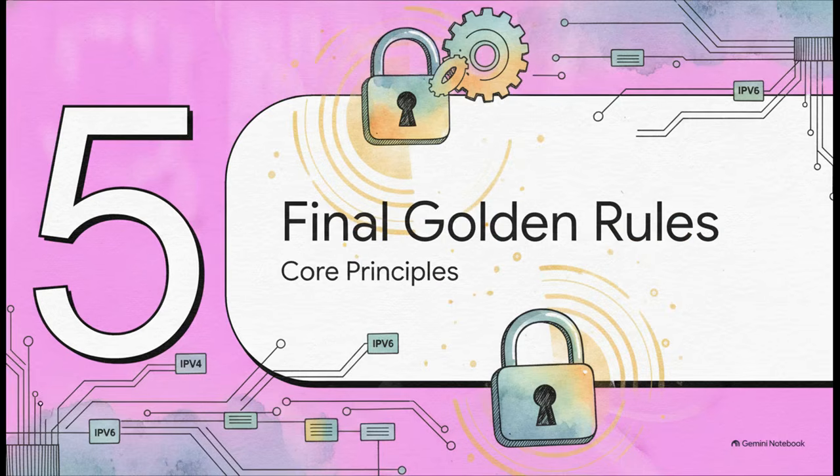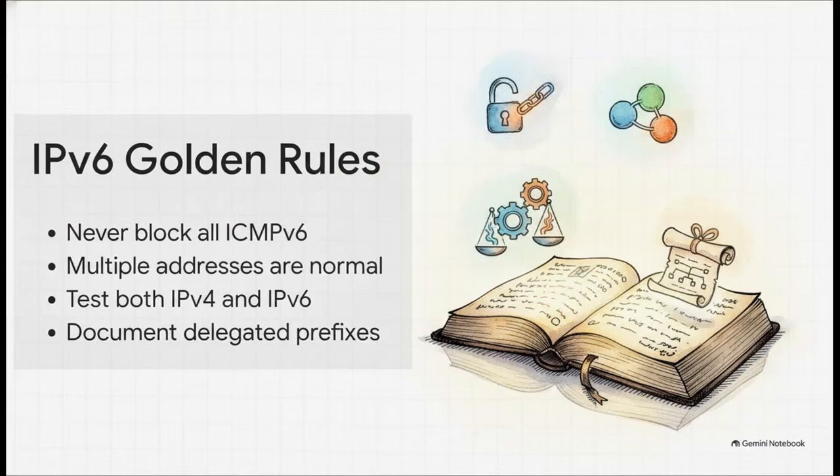And here we are, final IPv6 golden rules. You have officially made it to the end of the course. Let's really lock in these core principles so your new dual-stack environment runs like an absolute dream. Seriously, engrave these golden rules into your brain. First, never, ever block all ICMPv6. Just don't. Second, accept that seeing multiple IP addresses on a single interface is totally normal now.